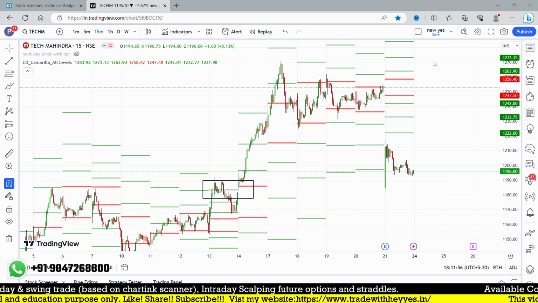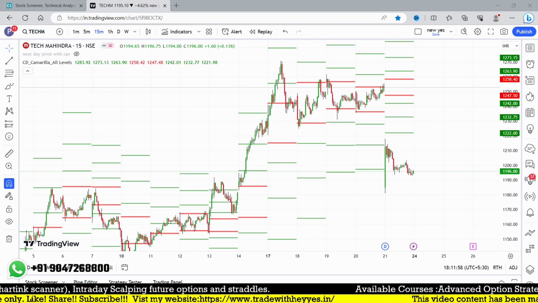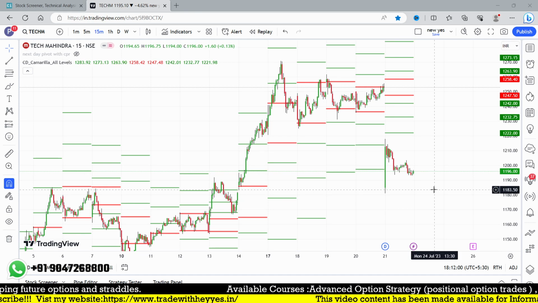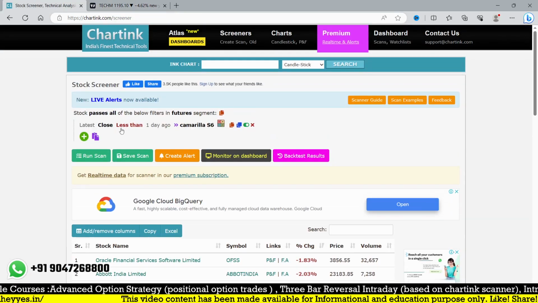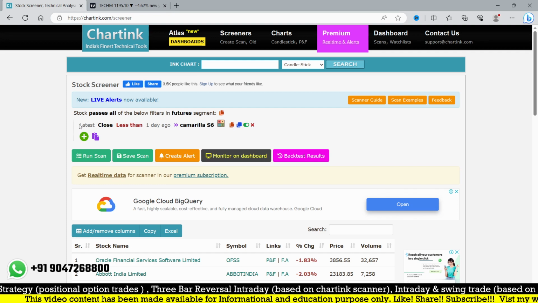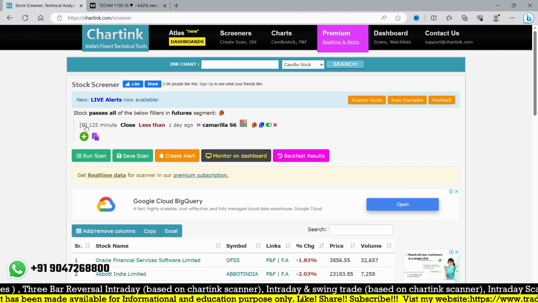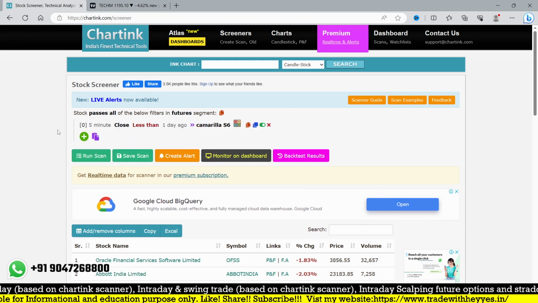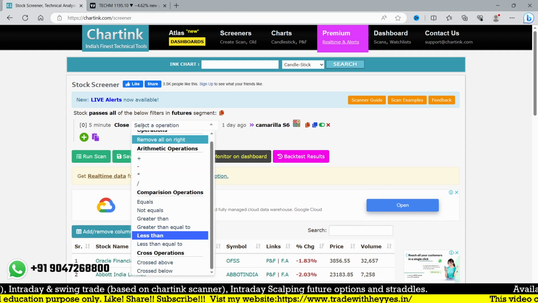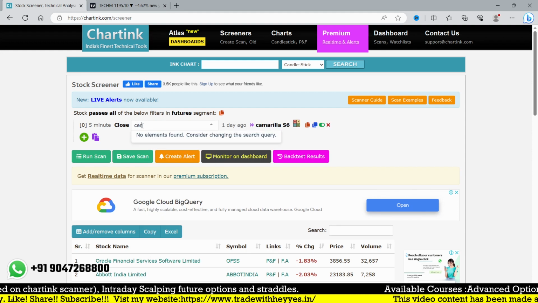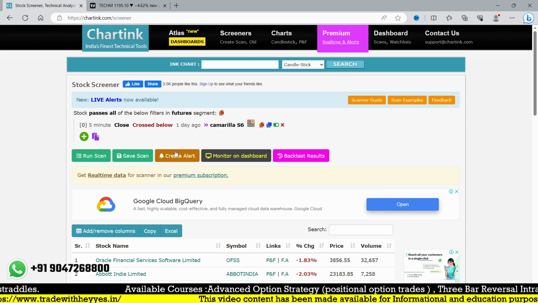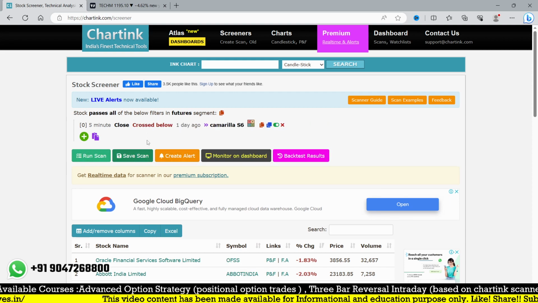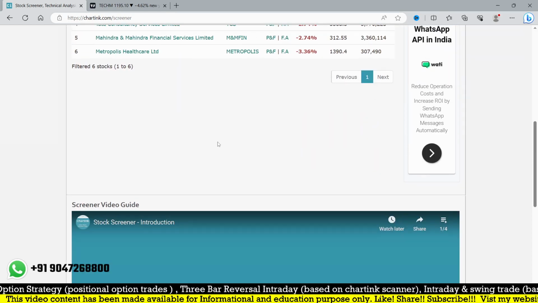Maybe we can make a lot of scanners, but here we got a stock which breaks below. By using our scanners we can modify it. For example, the 5 minutes close must be crossing below. A lot of conditions we can add. Cross below, and it will give you the stocks. These are all the stocks.